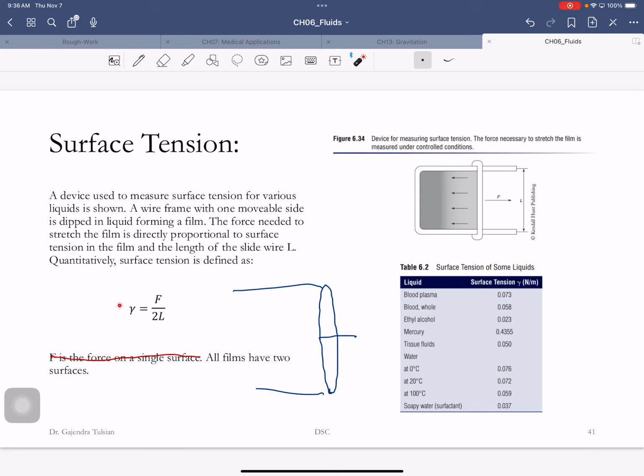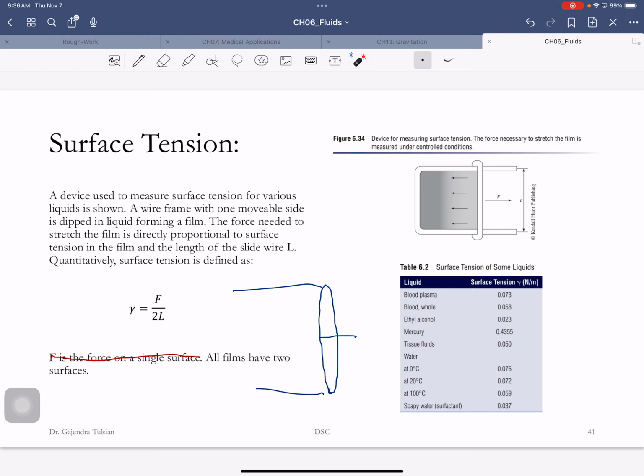So surface tension is denoted by gamma. And here's how you measure surface tension for a fluid. So for instance, if you wanted to measure surface tension for soapy water. You guys have seen devices like this to make soap bubbles and stuff like that. So here's a wire, and this wire can slide. By the way, I've changed the formula. If you printed notes, I've updated the file.